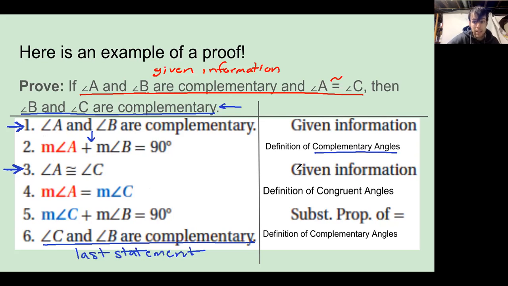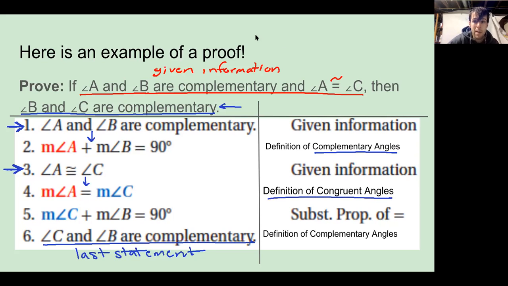Then step 3, that is another piece of our given information right here. Angle A and angle C are congruent. And then directly from that, since angle A and angle C are congruent, that means that their measurements are equal. That's what it means to be congruent angles. It means that the measurements are equal.